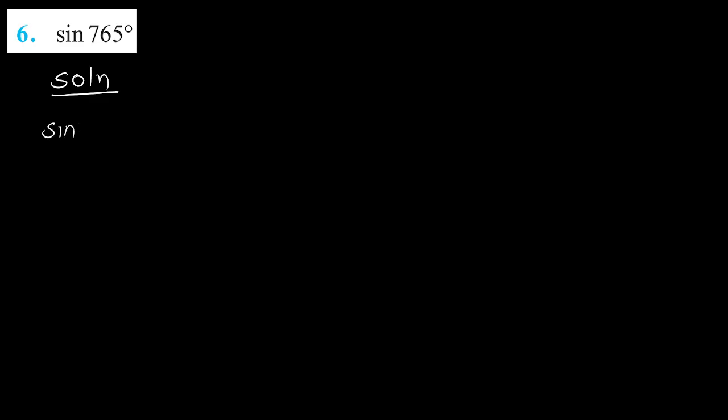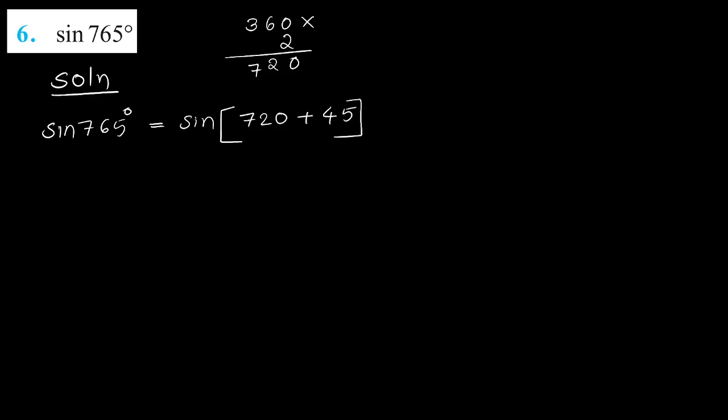So I will tell you sine 765 degree. Let me write multiples of 360. 360 into 2 is what? 720, yes. Can I write 765 as 720 plus 45? Is it correct? Please respond. Yes. So if the angle is much larger, you have to express it as a multiple of 360. The same trigonometry ratio is used on the left side, and the last angle is 45.